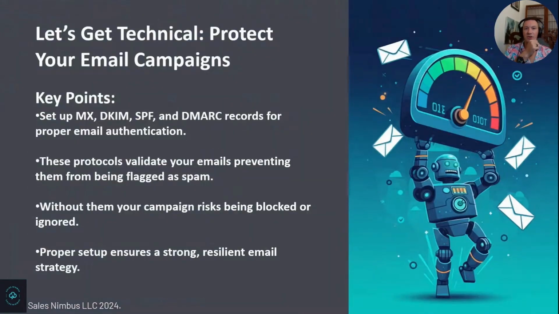So this is a little technical. You also want to make sure that your emails are properly authenticated. And to do that, you'll need to set up MX, DKIM, SPF, and DMARC records. These are security protocols that tell the email providers that your messages are legitimate. You can kind of think of it like armor that protects your emails from getting flagged as spam. So without the armor, you're leaving the campaign vulnerable to being blocked or ignored. And by setting these up correctly, it's like laying the foundation for a strong, resilient email strategy.